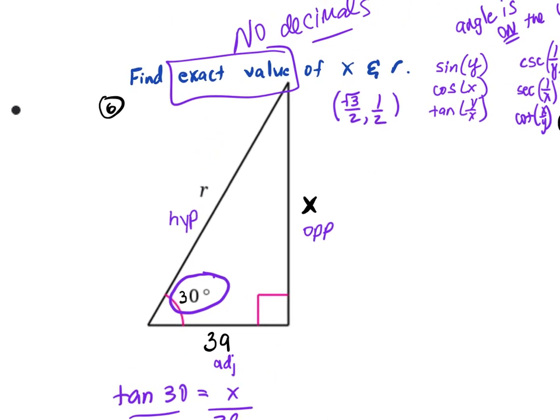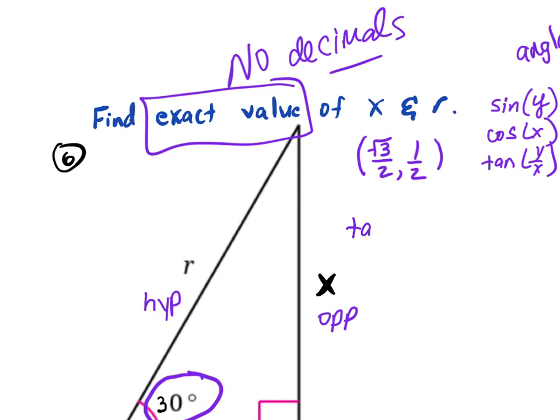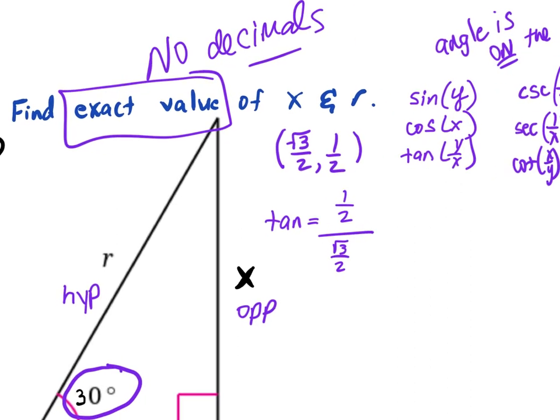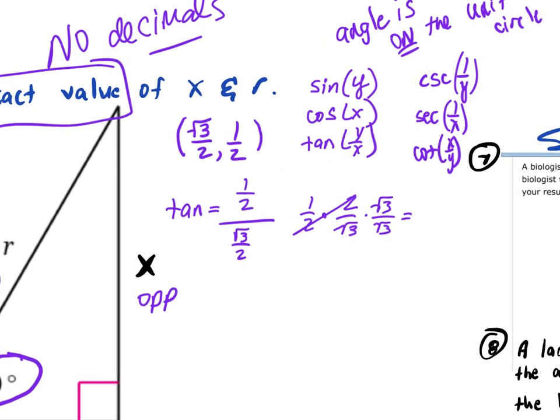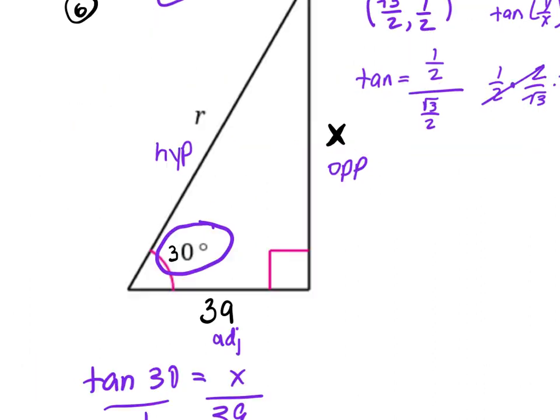To find the tangent at this value, I would take the y, which is 1/2, and divide it by the x, which is root 3 over 2. So 1/2 times 2 over root 3. Those cancel out. Then I'm going to rationalize. So the tangent in this case is root 3 over 3. You guys with me?